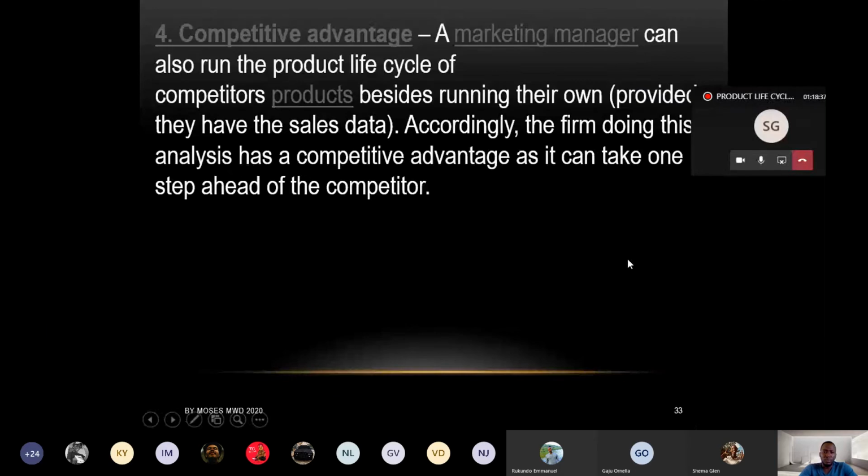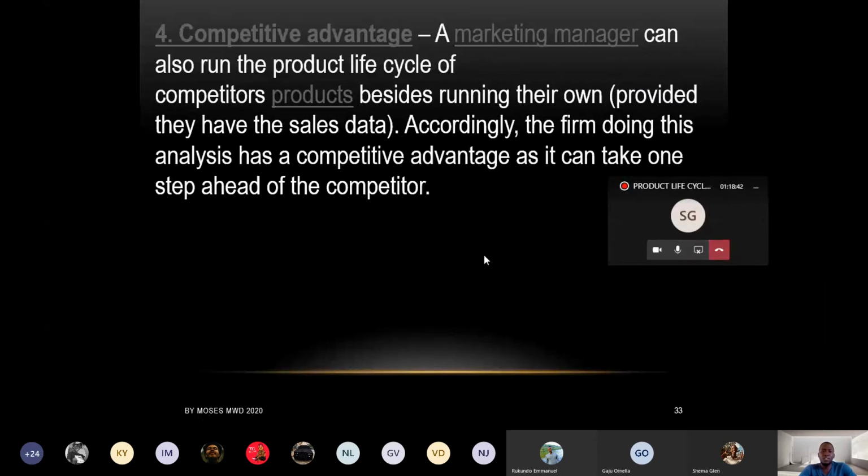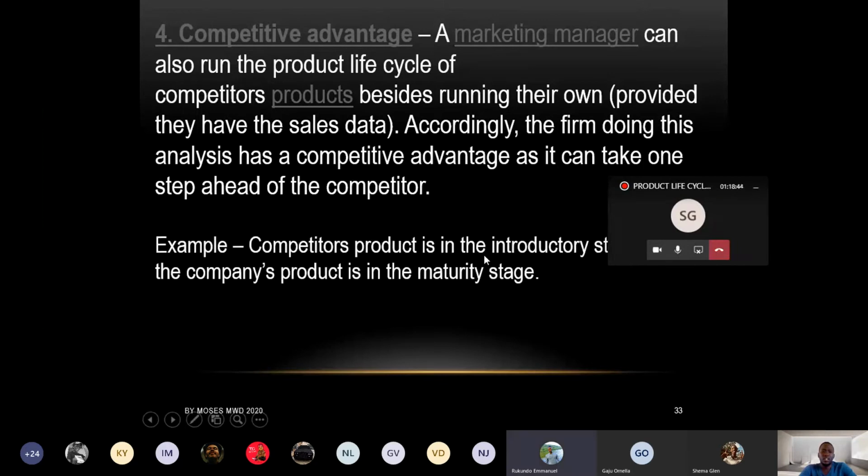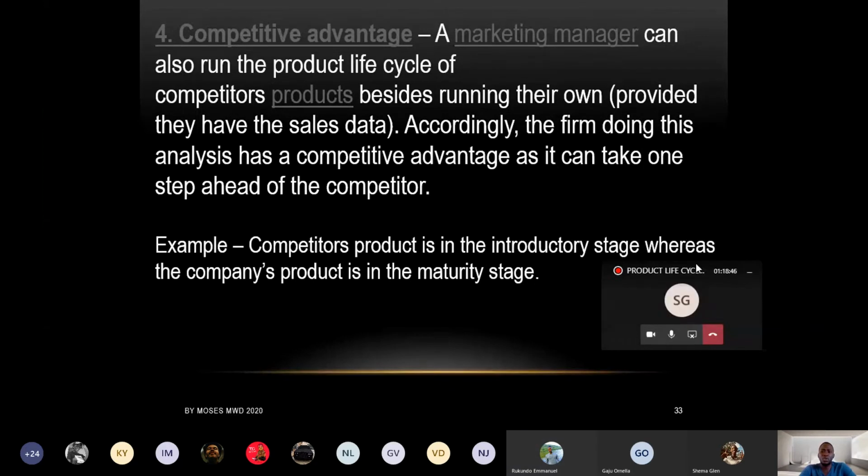So competitive advantage. Someone talked about this. Joe, read that. Be fast, please. Time.